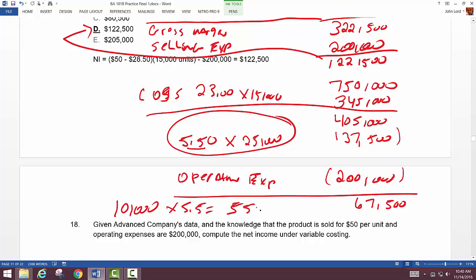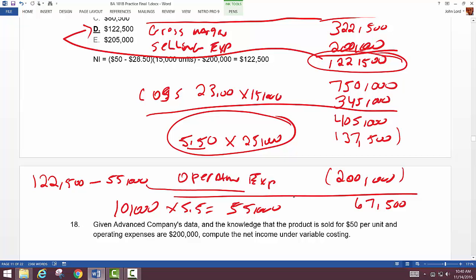Okay. And so I could have done what? I could have taken the 55,000 and subtracted it off of 122,500. Would I get the same answer? 122,500 minus the 55,000 would have also given me this 67,500, because the difference between the two is how we treat the fixed manufacturing overhead. Fixed manufacturing overhead is what? Expensed under variable costing. It sits in my product cost until I sell it under absorption, right?